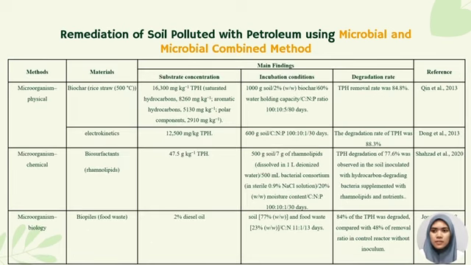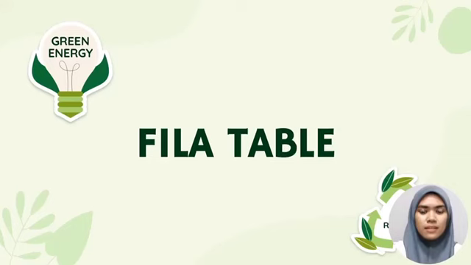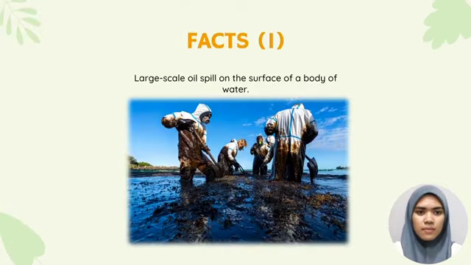The three primary categories of microbial combination techniques are microorganism-physical, microorganism-chemistry, and microorganism-biology. Combining microbes with physical or chemical technologies can increase the efficiency of microbial degradation of petroleum, with the petroleum removal rate increasing over 18%. Then, in this table, we will discuss four things: facts, ideas, learning outcomes, and actions. The first fact is a large-scale oil spill on the surface of a body of water.